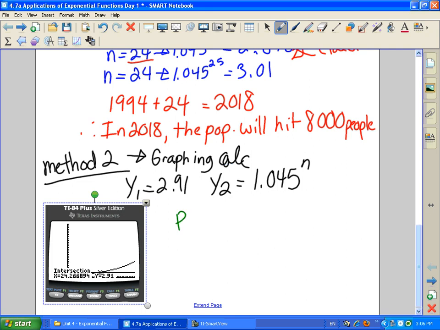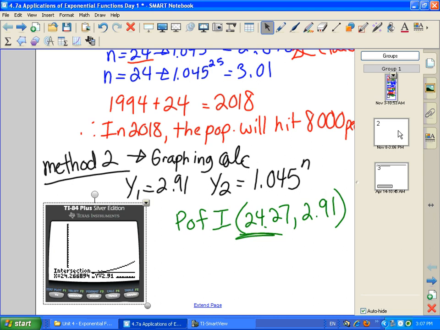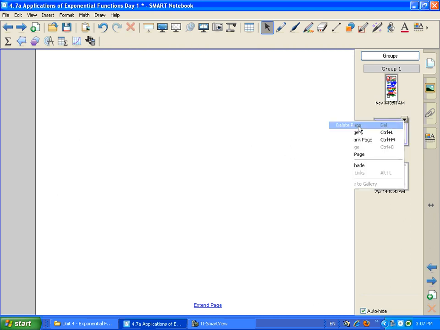So we got the point of intersection giving us the exact value of 24.27 and 2.91. Okay, so again, you would take that answer of n being 24, add it to the 1994 that we have to get that. All right. Now we're going to go to the next page, but I think I've just added a new page by accident, so let me just clear that out.